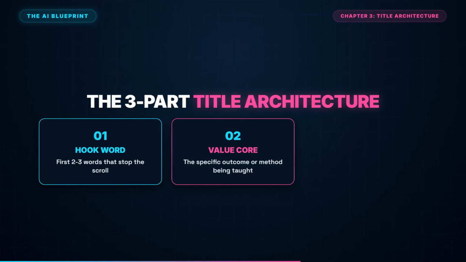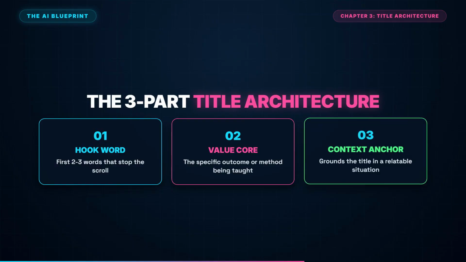Part 2 is the value core. This is the specific outcome, method, or transformation being taught. It directly answers the viewer's question: what will I learn or gain by watching this? Strong value cores are concrete and measurable. Not improve your videos but double your click-through rate. Not grow faster but gain your first 1,000 subscribers.